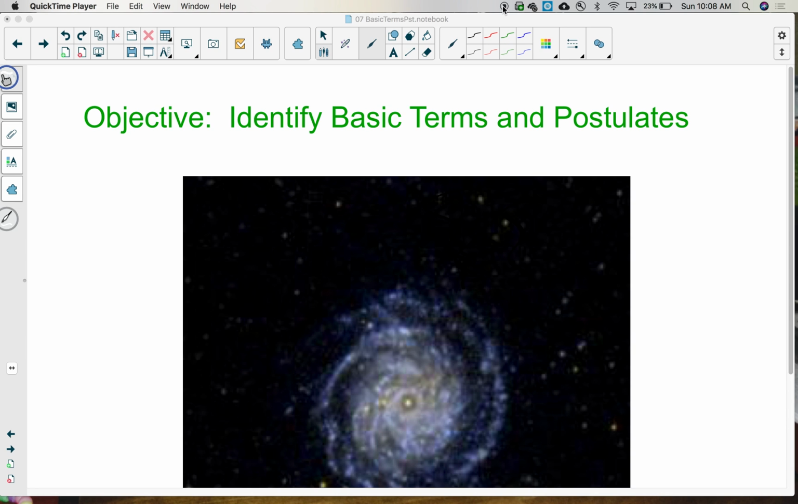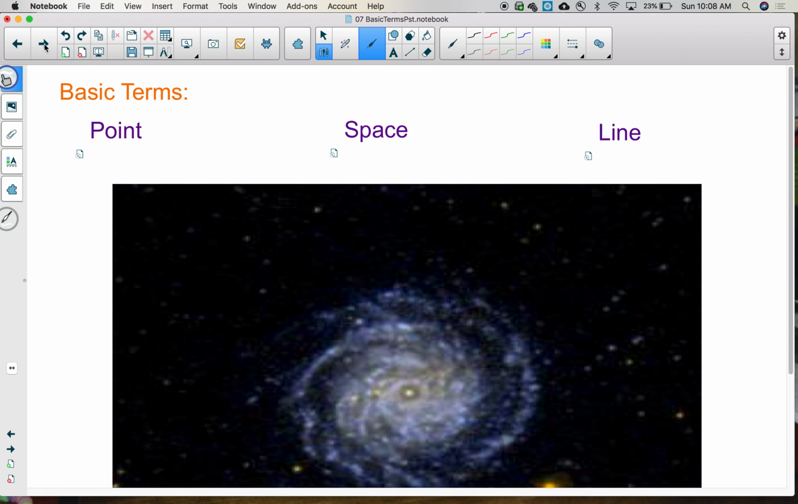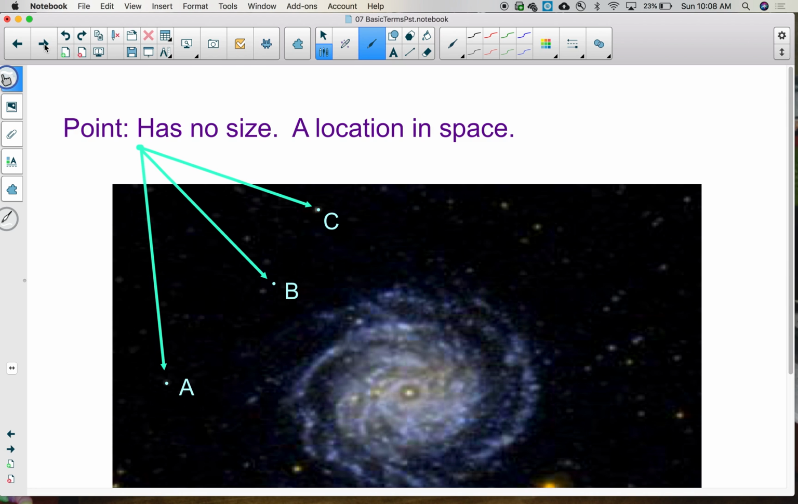We're going to identify some basic terms and postulates. The first three terms we're going to talk about are point, space, and line. A point has no size. It just shows location in space. Typically, you've talked about points on a graph, points on a map. That just tells you location.